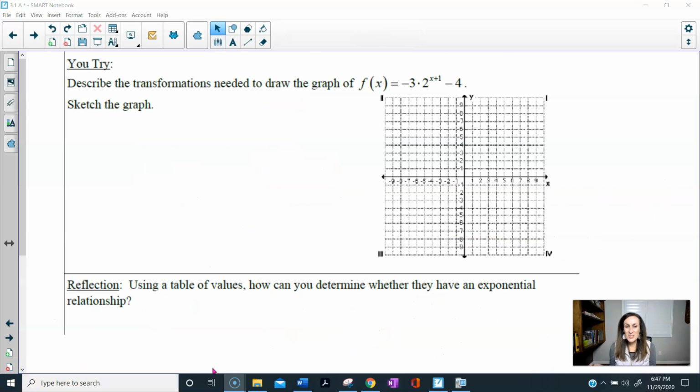So the you try you should do in your groups in class. If you're not in class, then you can go ahead and do the you try on your own. You're going to describe the transformations and then give the graph a sketch, and then make sure that you also answer the reflection question.